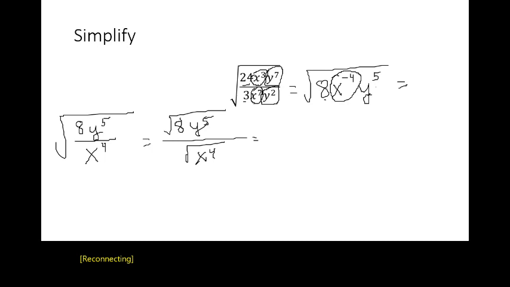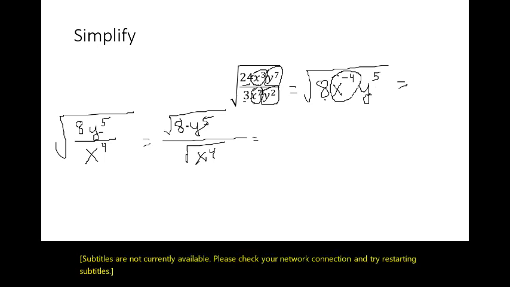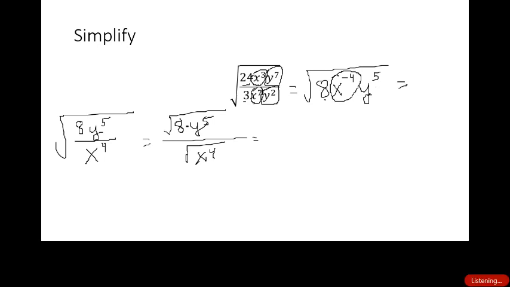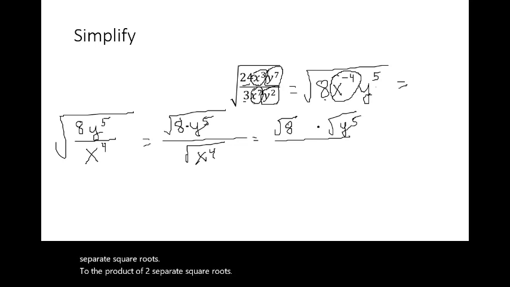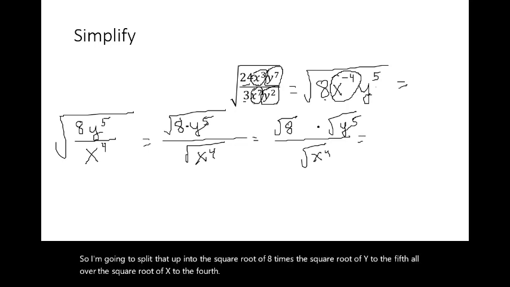Then I'm going to split apart this product inside the square root into a product of two separate square roots. So I'm going to split that up into the square root of 8 times the square root of y to the 5th, all over the square root of x to the 4th. Now all of these radicals can simplify. So the perfect square factor that goes into 8 is 4. So I'm going to rewrite 8 as the square root of 4 times 2.